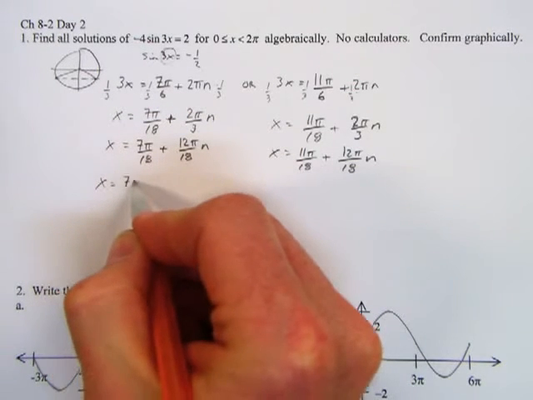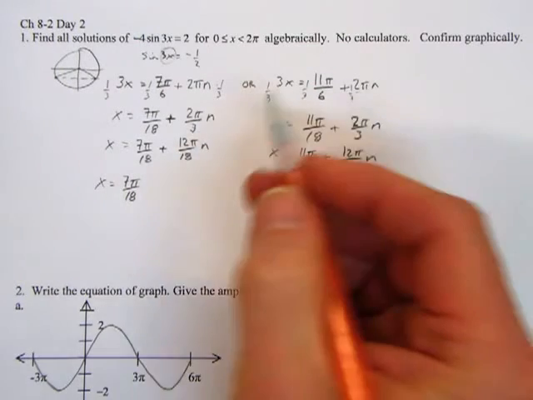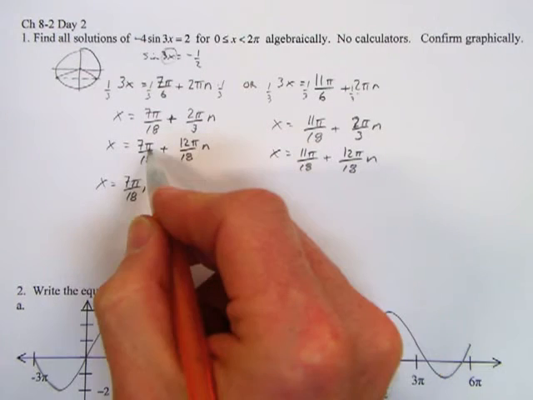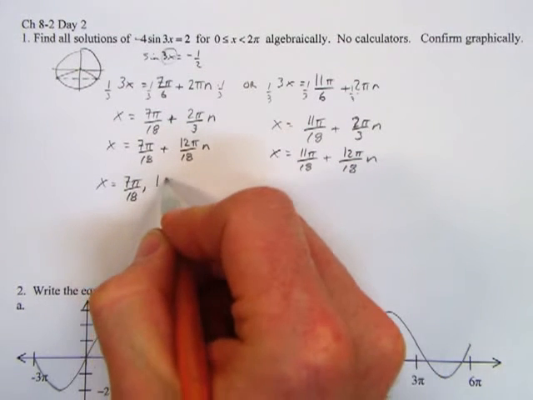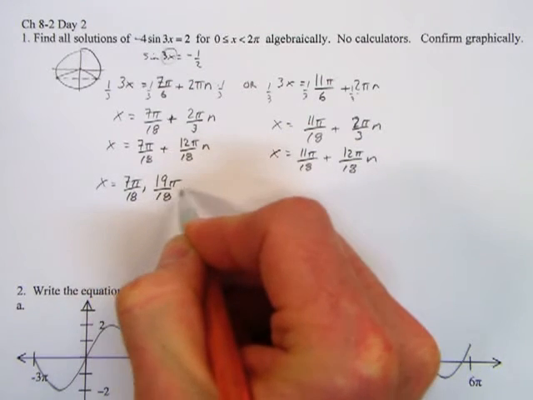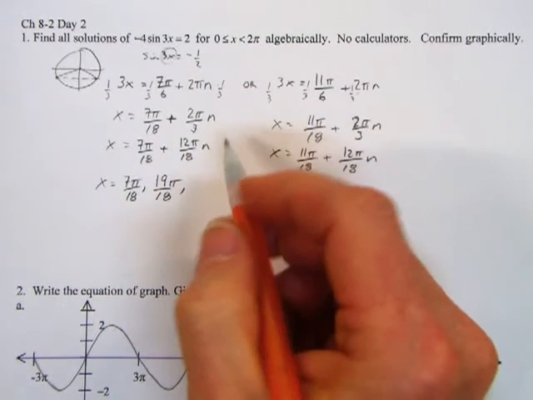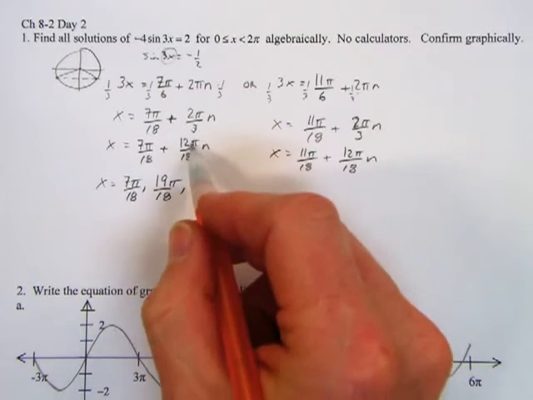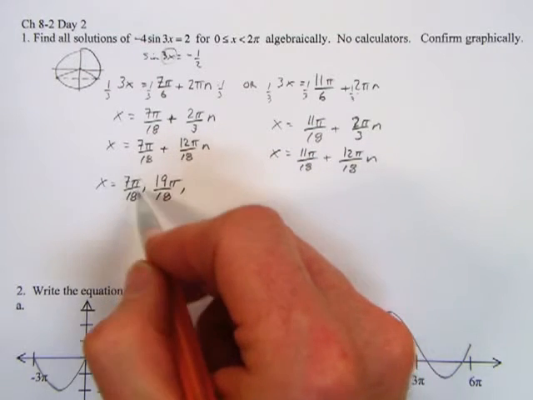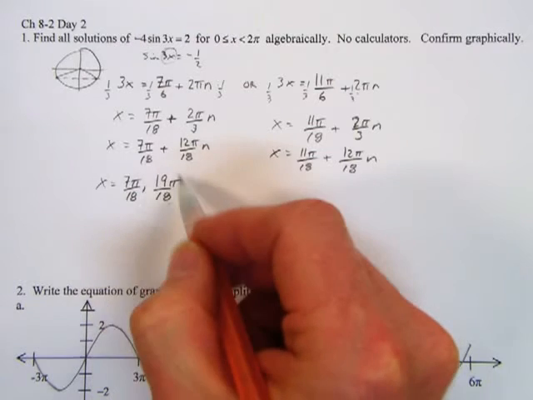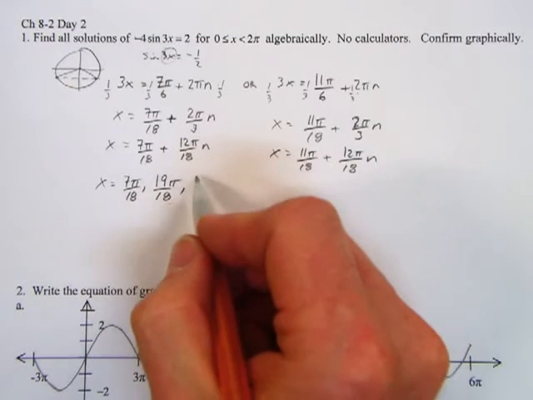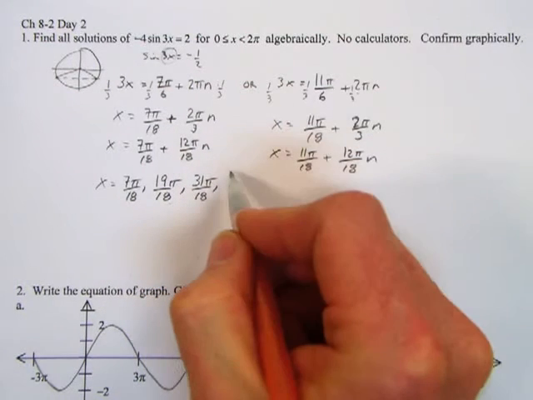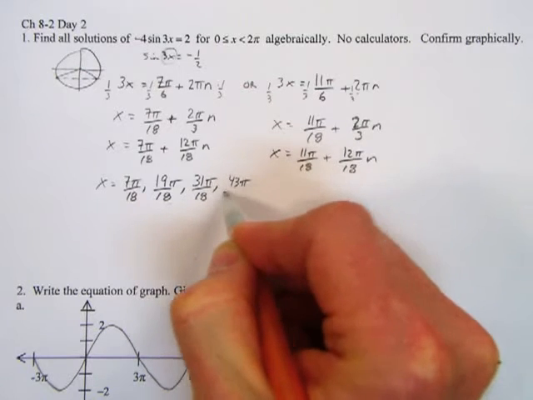The first one will be 7 pi over 18. That's if n is 0. What if n is 1? Well, then we'd have 7 pi over 18 plus 12 pi over 18, and we'd get 19 pi over 18. What if n is 2? Then we're adding another 12 pi over 18. You could either say 24 pi over 18 plus 7 pi over 18, or we're just going to add another period of 12 pi over 18 to the 19 pi over 18, and we get 31 pi over 18. If we add another 12 pi, we get 43 pi over 18.